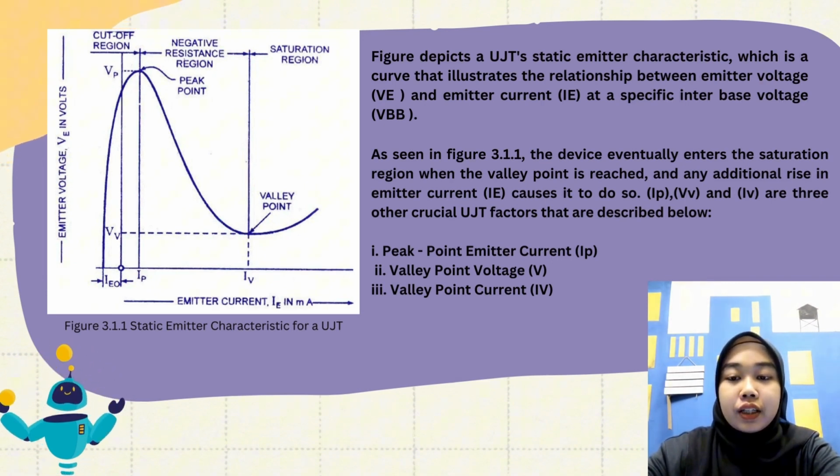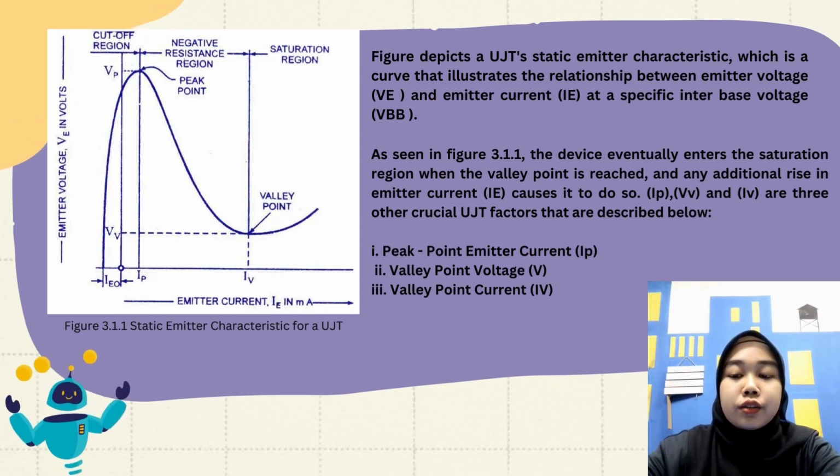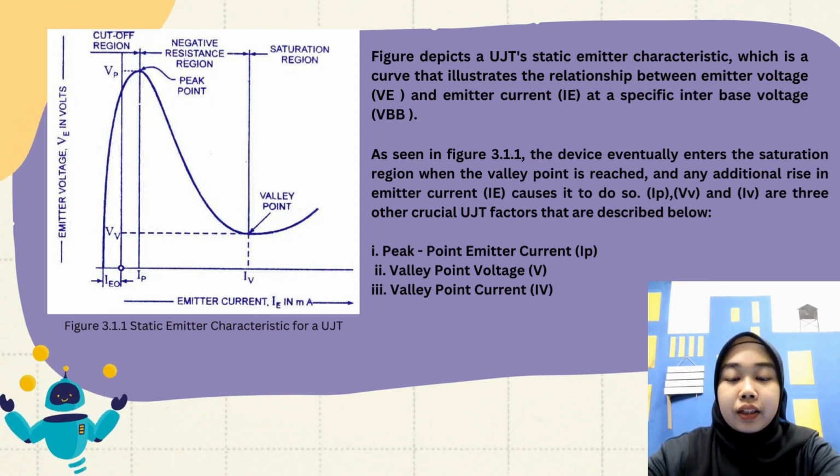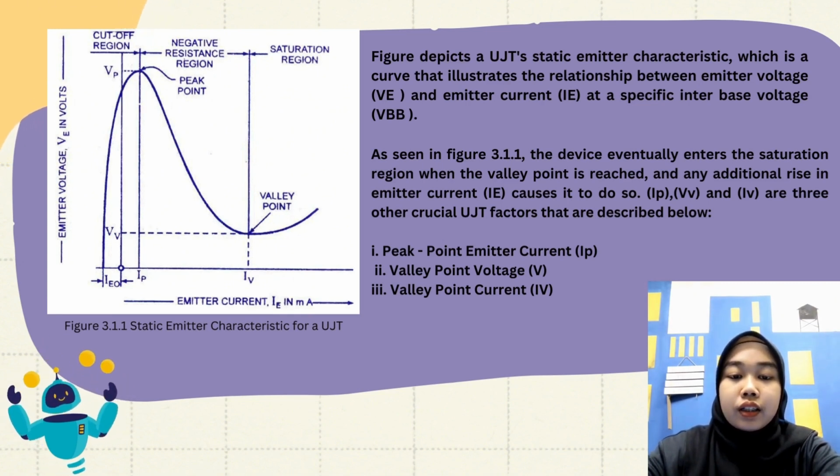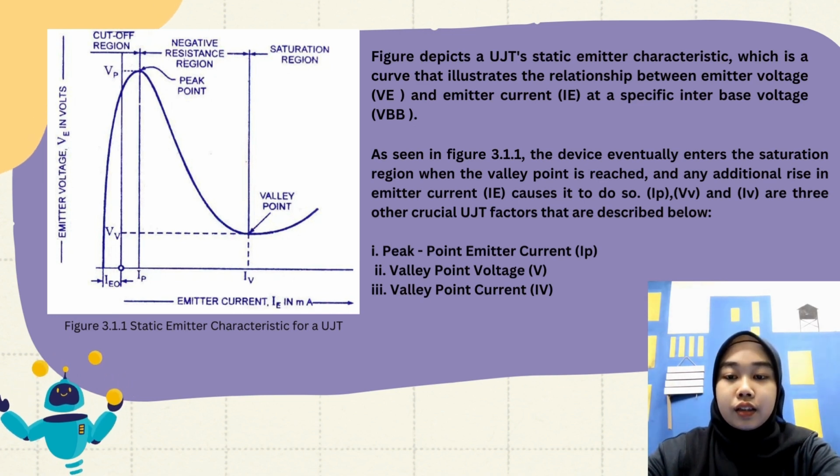IP, VV and IV are three other crucial UJT factors. So first, IP is the peak point emitter current. At the peak, it is the emitter current. It stands for the lowest current necessary to activate the device. Its relationship to the interbase voltage is inversely proportional.